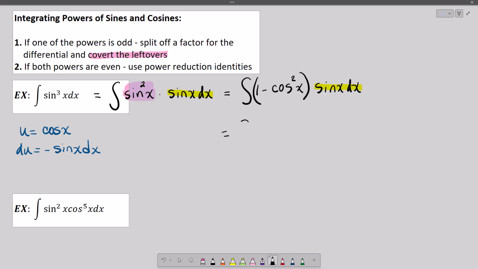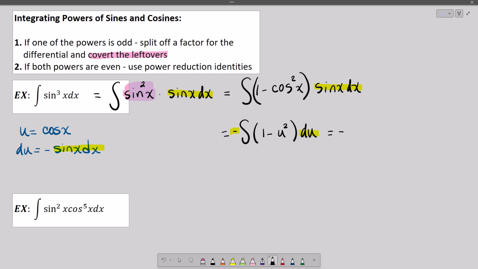So when we convert and substitute, we have 1 minus u squared. And this is going to be minus du. So I can put the minus out front and put the du at the end. So minus du. So that minus goes over here. We have minus du is sine x dx. Sine x dx is right there. So sine x dx becomes minus du. And that's easily integrable.